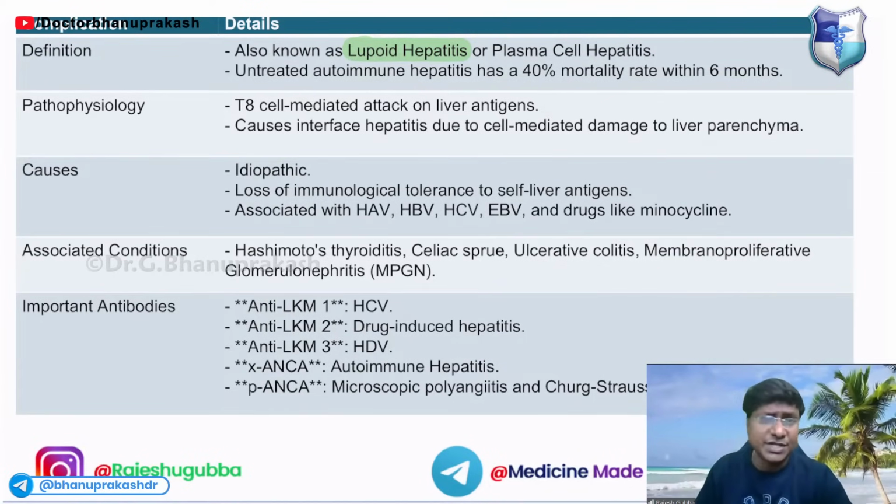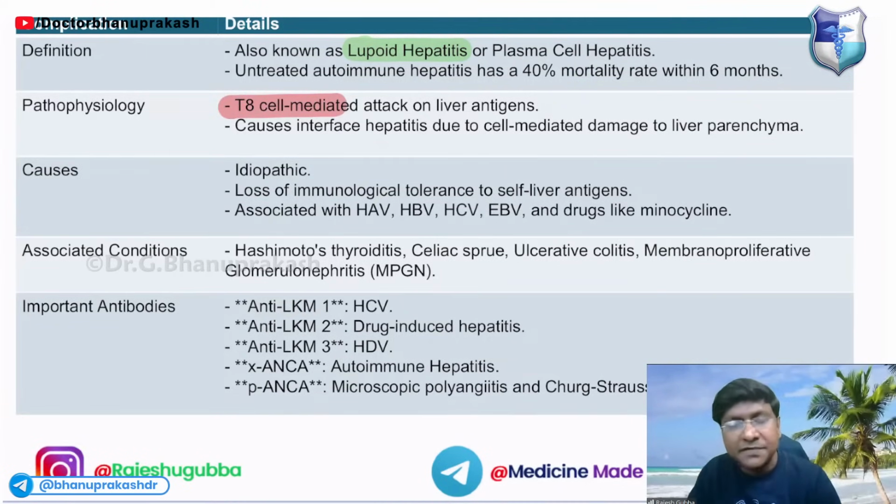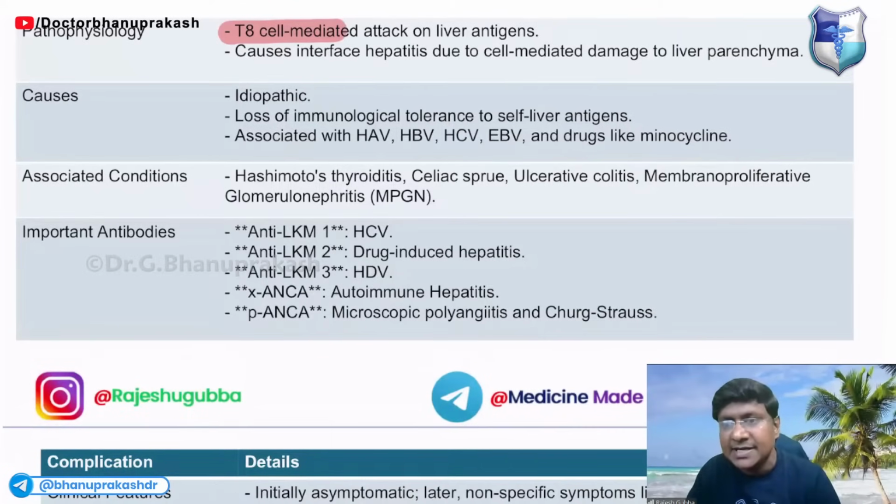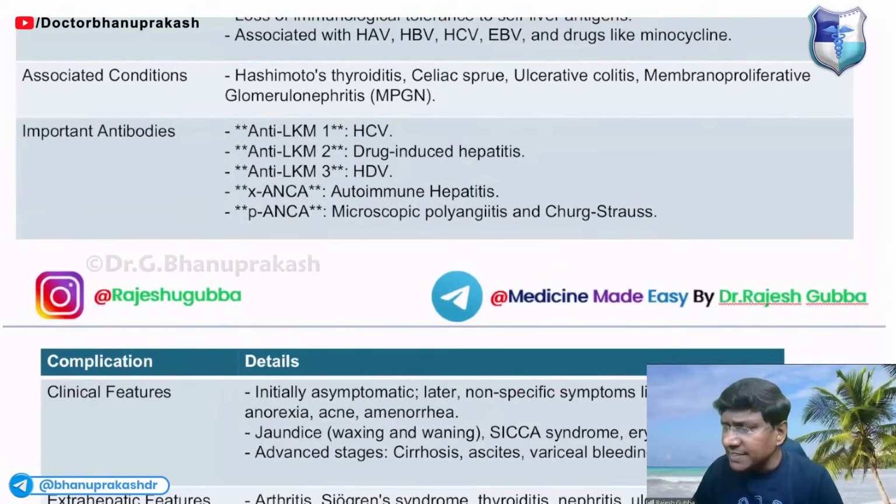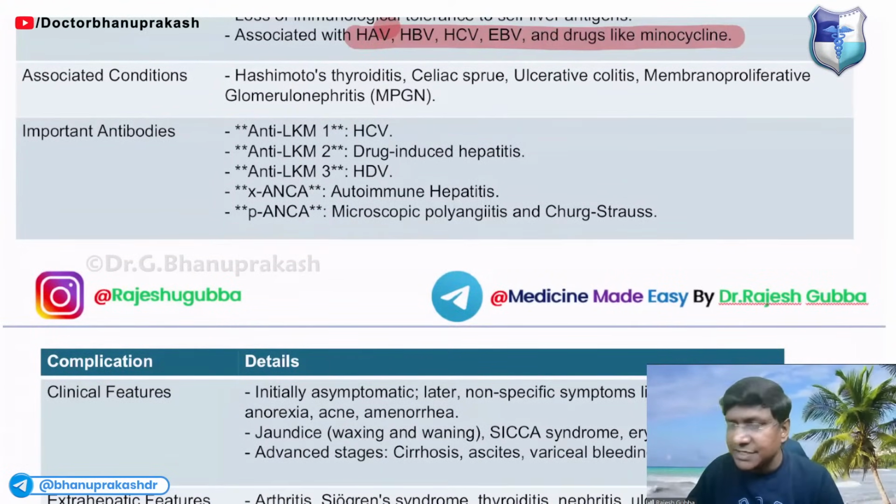And in the pathophysiology, which particular cells play an important role in the attack of the liver antigens? That is the T8 mediated attack. What are the etiologies? Already just now I have told you about the types of autoimmune hepatitis 1, 2, 3, and depending upon that you have the various etiologies.